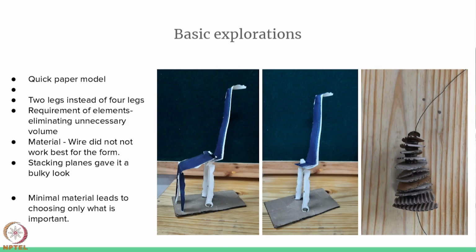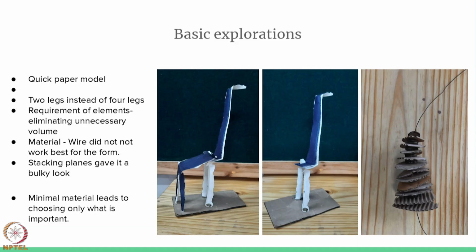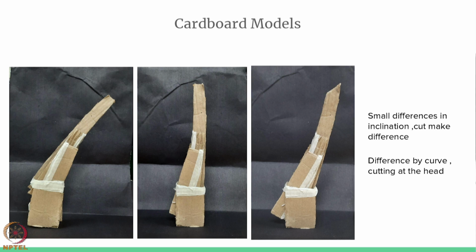I also explored the wire material. I initially planned to have planes, like circular discs, to show the long neck. But I understood by doing this that the wire was not working for my form. What I wanted to express, the sleekness, the wire was not supporting and enhancing. So I skipped that, and I switched to cardboard. These are the different forms that I tried from cardboard.